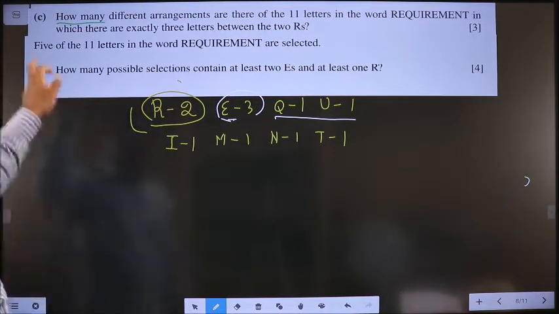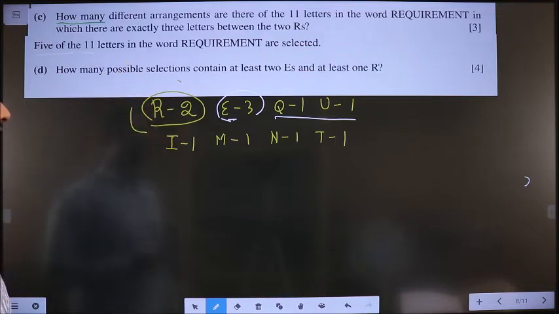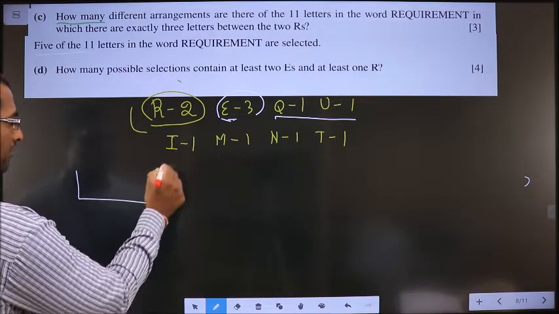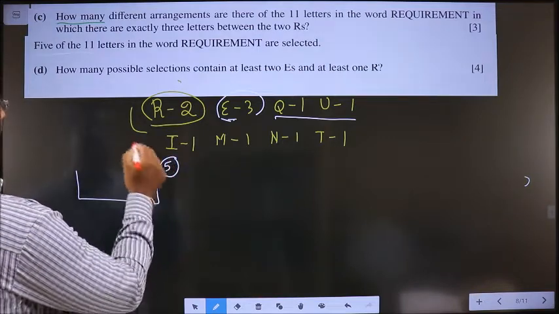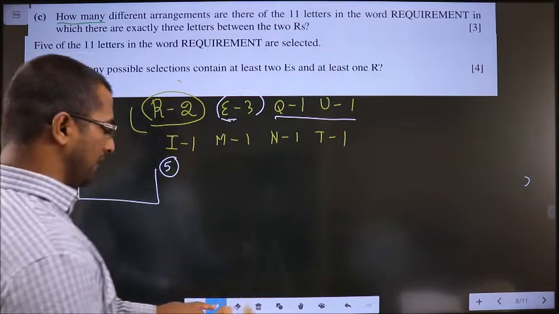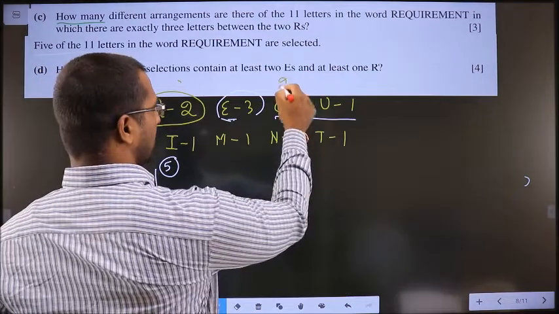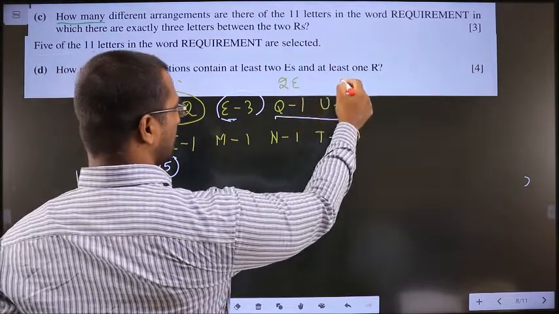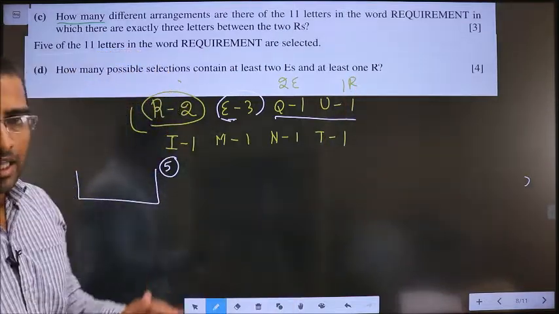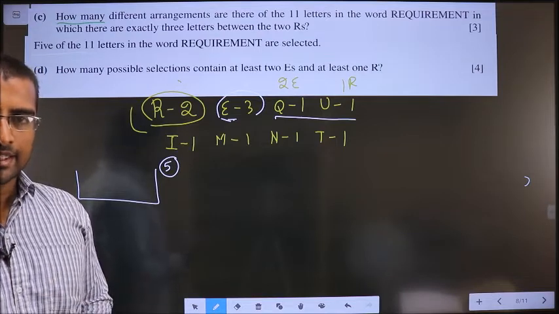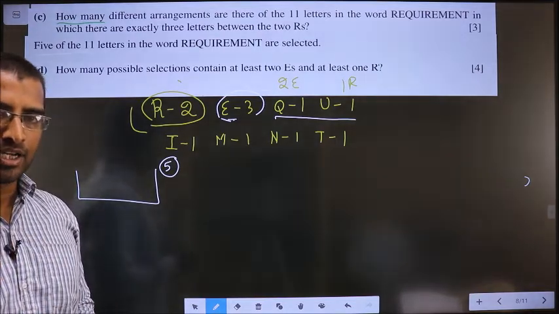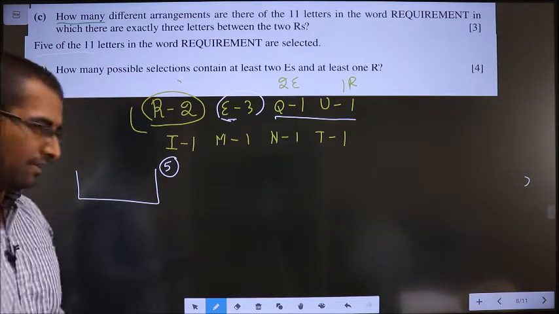D. 5 of the 11 letters in the word requirement are selected. You are selecting 5 now. How many possible selections contain at least 2 E's? The condition is my selection should contain at least 2 E's or at least 1 R. Write all the possible selections satisfying the condition. Then write the answer for each and finally add.